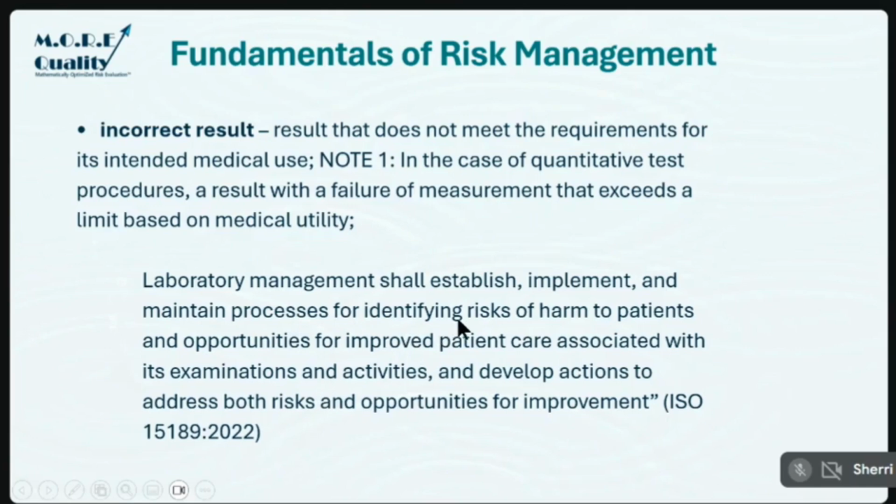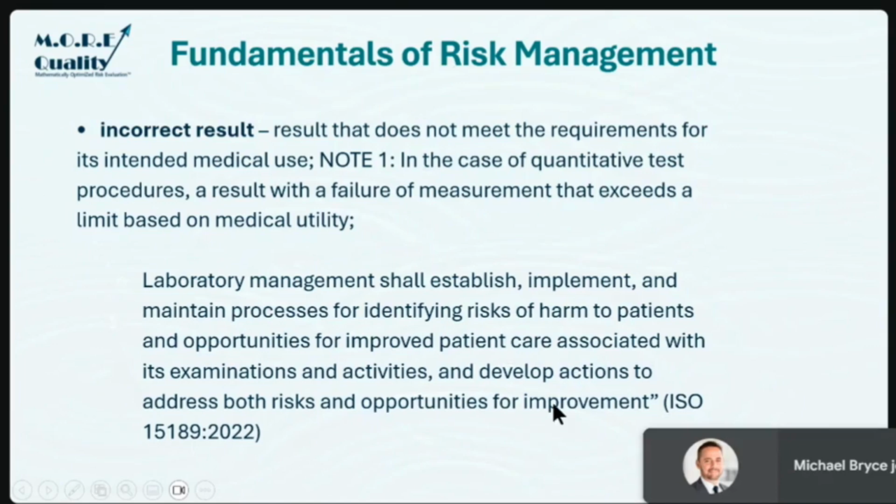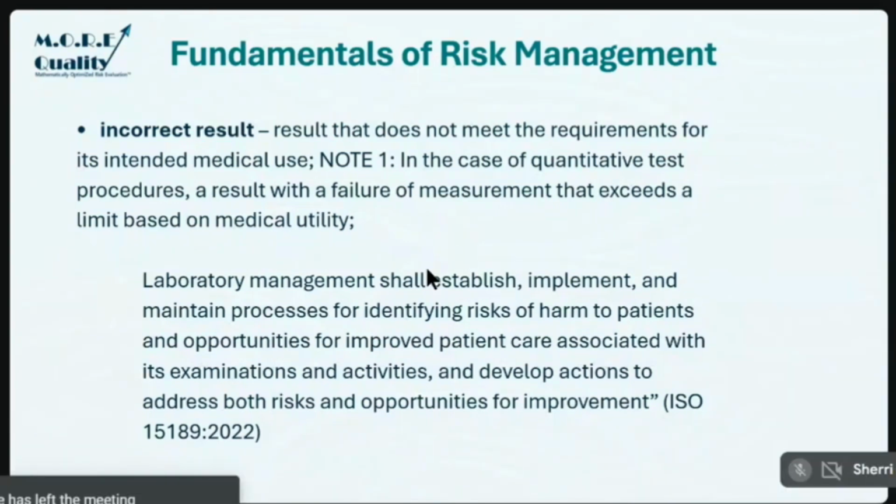ISO says that lab management shall establish, implement, and maintain processes for identifying risk of harm to patients and opportunities for improved patient care associated with its examinations and activities. You should be able to say, I did this for my QC process or my risk management process, and by doing that, I prevented X number of errors. And you need to develop actions to address both risks and opportunities for improvement. They're very clear on what you should do. They're not nearly as clear on how you can do that. And that's what we want to talk about today.